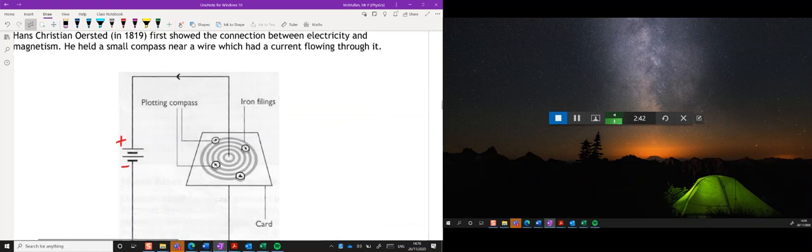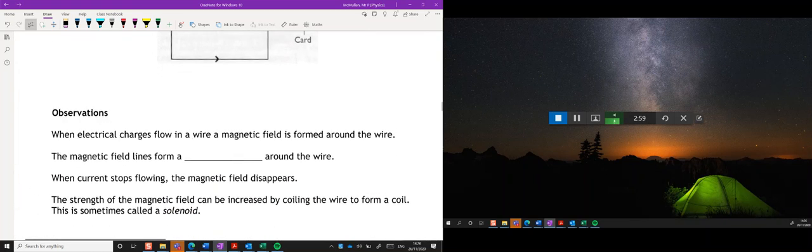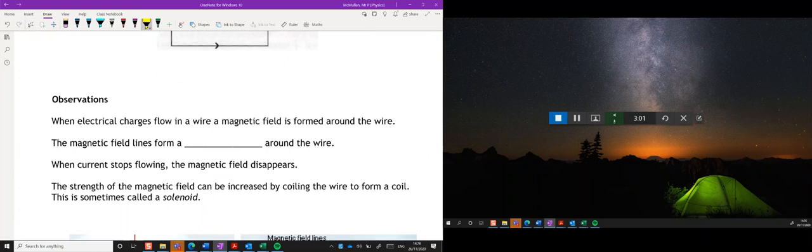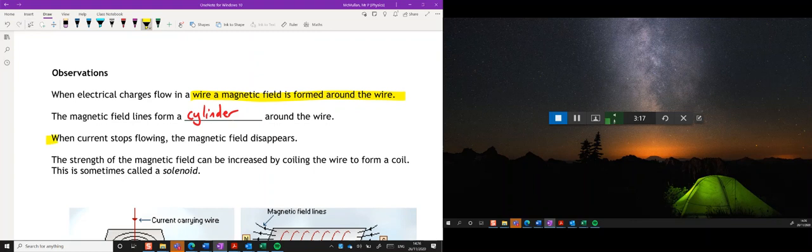If you were to put iron filings around the wire, they would fall onto field lines, creating a sort of circle. And if you were to put compass points, they would point in a circular path around the wire to show the electromagnetic field. So to fill in the conclusion, when electrical charges flow in a wire, a magnetic field is formed around it. The magnetic field lines form a cylinder around the wire. When the current stops flowing, the magnetic field disappears. You need the electrons to be moving for this to happen.